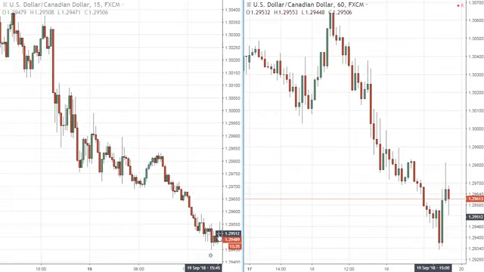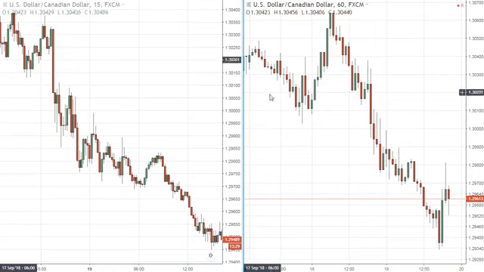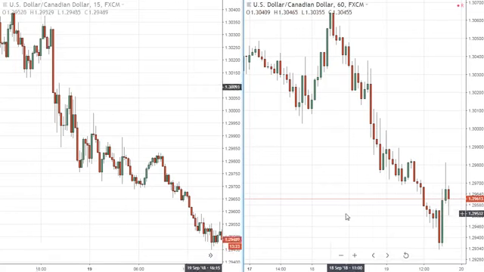Okay, let's look at this chart. This is the US dollar CAD on the 60 and 15. On the 60 minutes, this here is a replay of the market. Okay, this is not the live market.